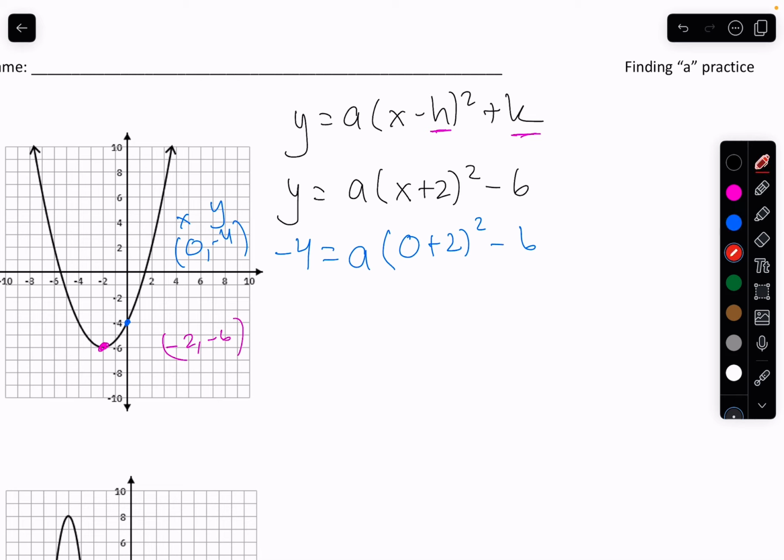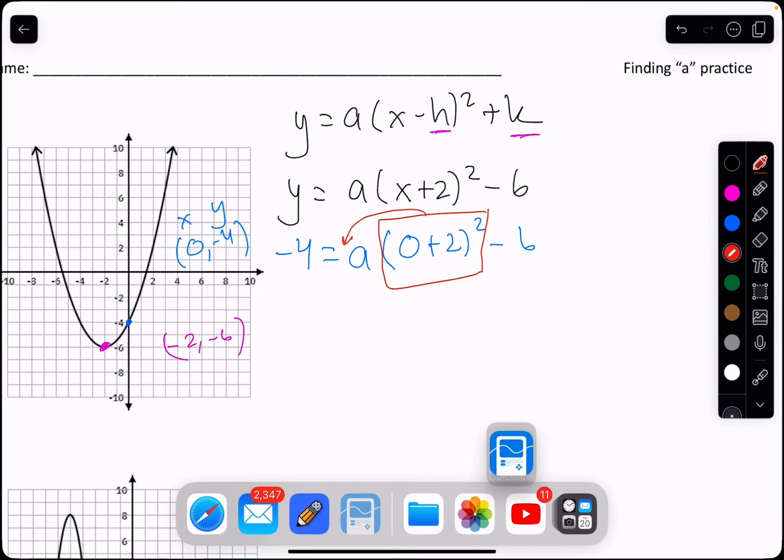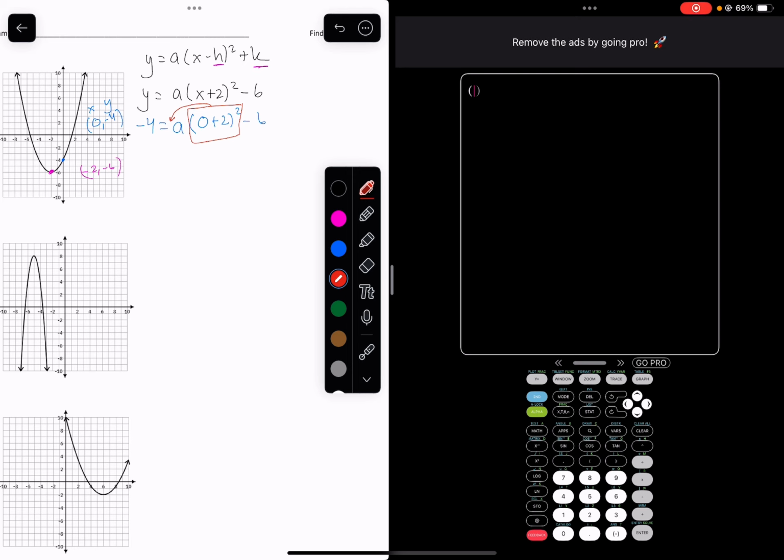Now, what I recommend you do, this part right here is going to become the coefficient on your a. So you're going to grab your calculator and plug that in. You're going to do 0 plus 2. Oops, delete. Sorry, I keep hitting the wrong buttons. Clear. All right, 0 plus 2, close parentheses, and then we're going to square it. So that 4 is going to become my coefficient on my a value. So I have negative 4 equals 4a minus 6.